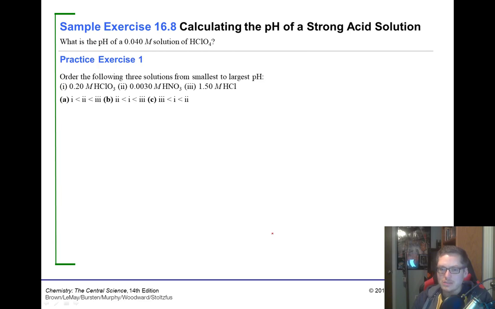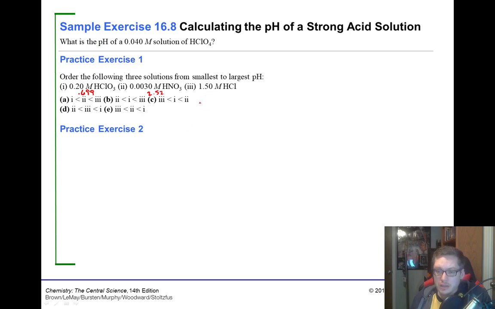All right, let's do some practice problems here. It says order the following 3 solutions from smallest to largest pH. To find the pH, because these are all strong acids, all we have to do is take the negative log of each of these. The negative log of 0.2 is 0.699. And then the negative log of 0.003 is 2.52.